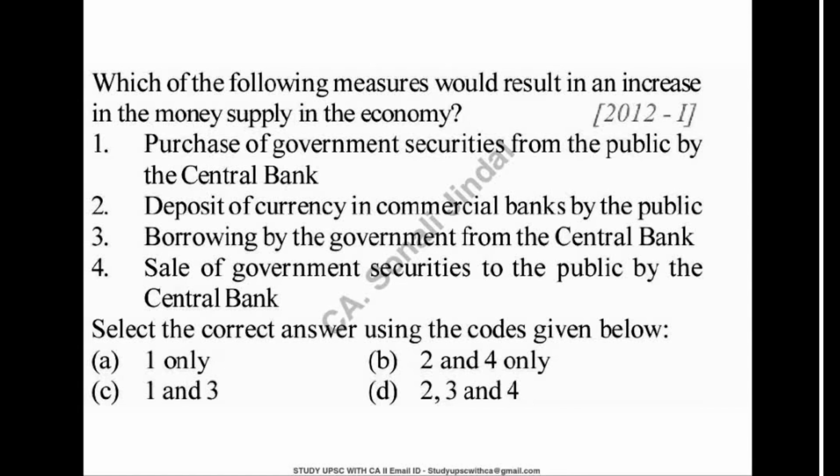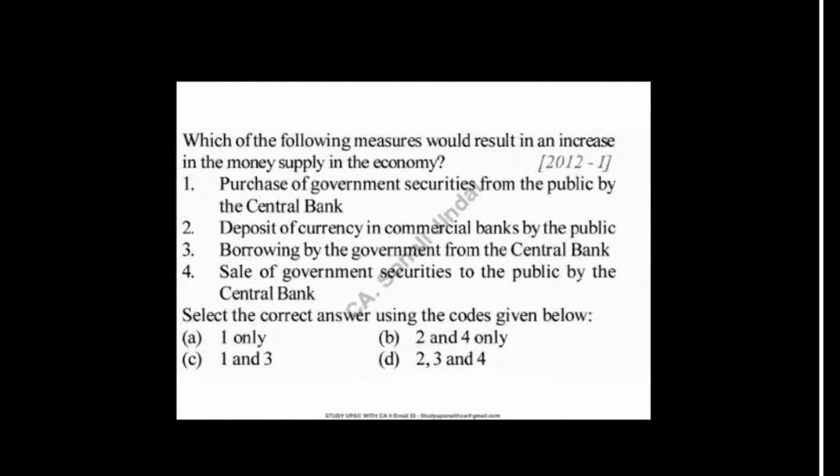So let's start with previous year questions that can be solved with the concepts that I have discussed earlier in this video. So here UPSC is asking, there is an increase in the money supply. So let's read first statement. Purchase of the government securities from the public by the central bank. What it means? Central bank is buying securities from the public. So public will get money. So it certainly will increase the money supply. So first statement is correct.